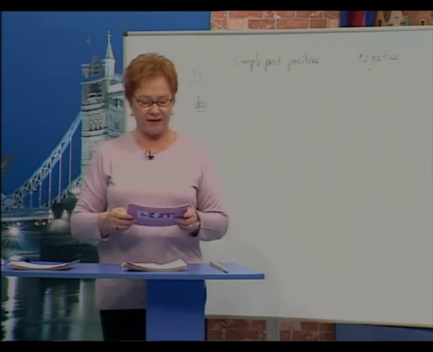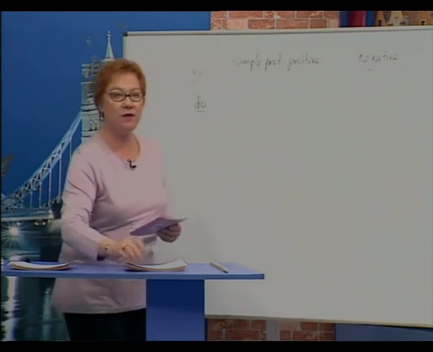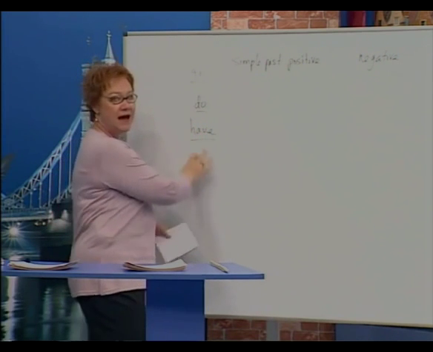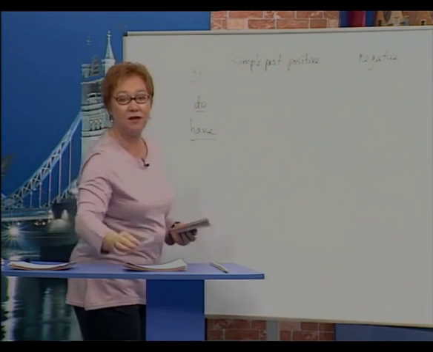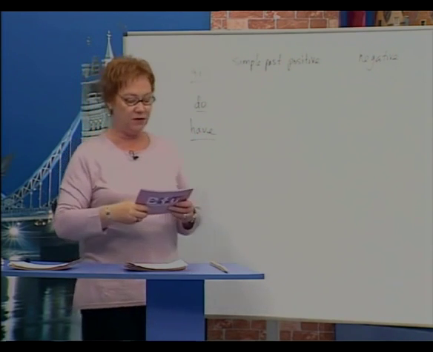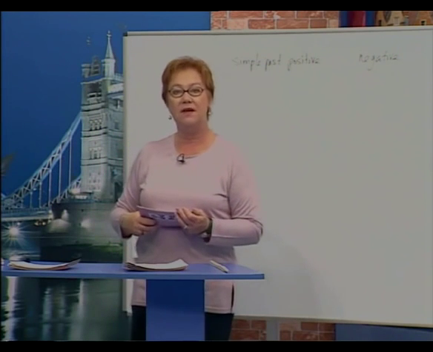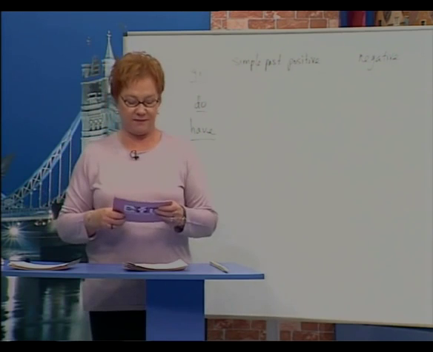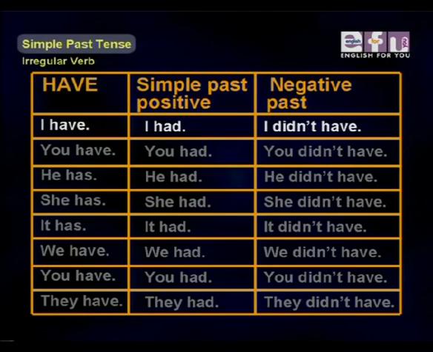Okay, now you're beginning to see the pattern, and here's one more. Have. Again, have is very important because it's also a helping verb, and we use it a lot in English. And again, we'll look at the simple past positive and negative. So, here we go with have. I have, I had, I didn't have.